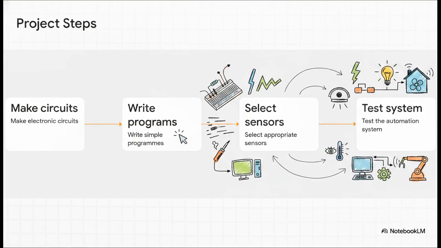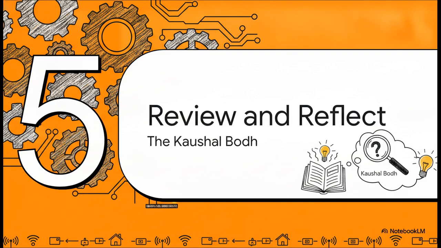Here are the steps for building the project. 1. Make the electronic circuits to establish your hardware foundation. 2. Write simple programs giving your circuit its logic and instructions. 3. Select the appropriate sensors we talked about, plugging in the senses. And 4. The absolute best part: test the automation system to watch it finally spring to life. And that brings us to Section 5, Review and Reflect.